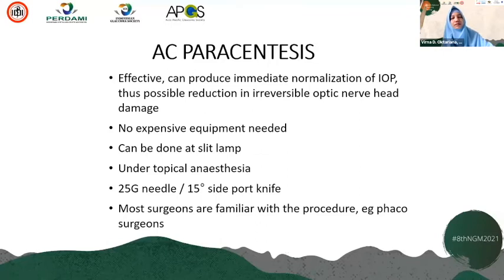Coming to anterior chamber paracentesis, it can be effective and can produce immediate normalization of the intraocular pressure, and thus possible reduction in irreversible optic nerve head damage. So if you do not have especially laser equipment, you can use a paracentesis to rapidly abort the acute attack. And this can be done at a slit lamp. It is done under topical anesthesia.